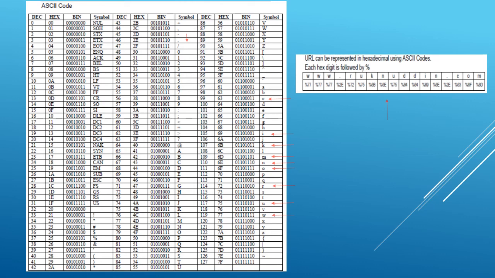Here in the second diagram, you can see a URL, which is a website address, www.ruknuddin.com. That can be represented in hexadecimal using ASCII code. If you look at the table and find the equivalent hexadecimal numbers, you can see the arrows. For the lowercase letter w in hexadecimal, the code is 77. So wherever you find w in the URL, you will straight away put 77. Here the percentage sign is simply shown to make it a hexadecimal notation.